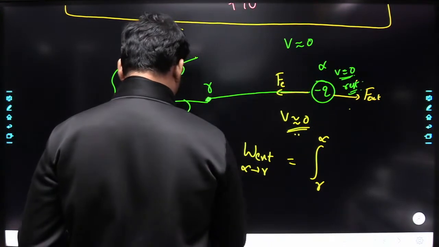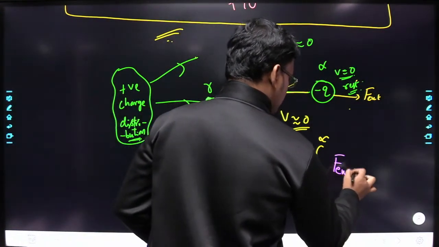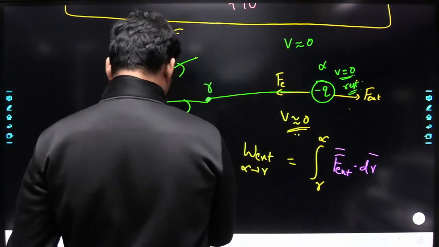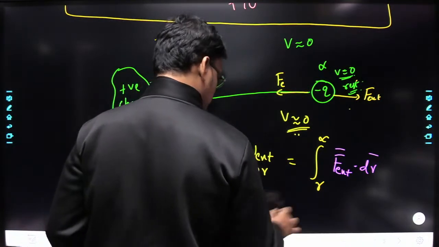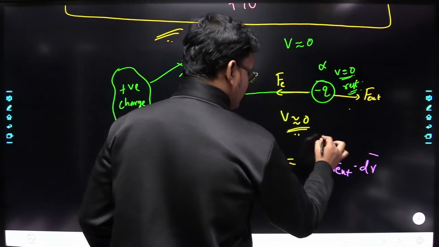So first you can write here F external dot dr bar. Now here the range is from where to where? So you are moving from infinity to r. So you have to move from infinity to r.